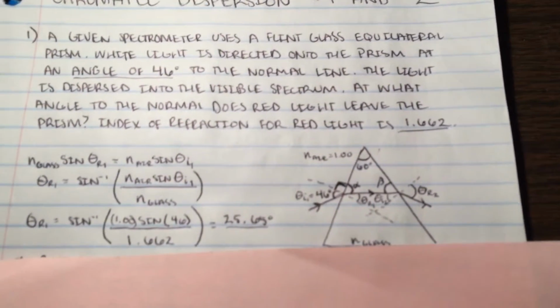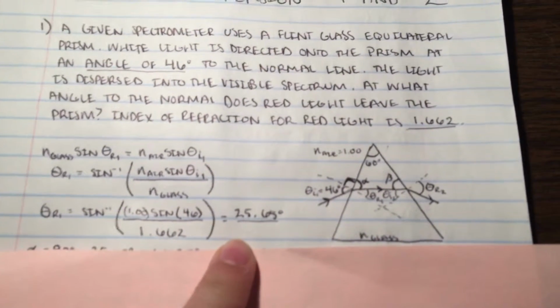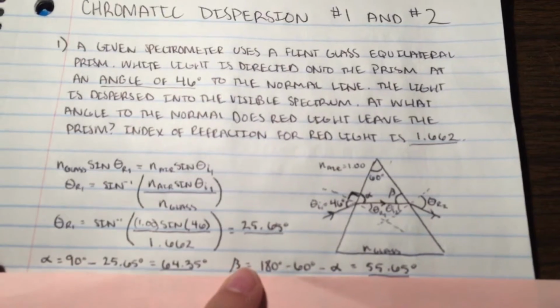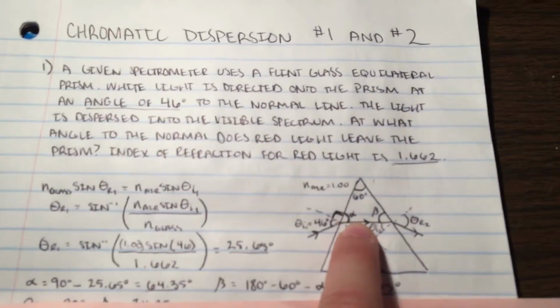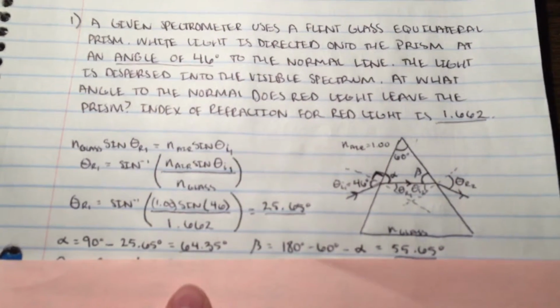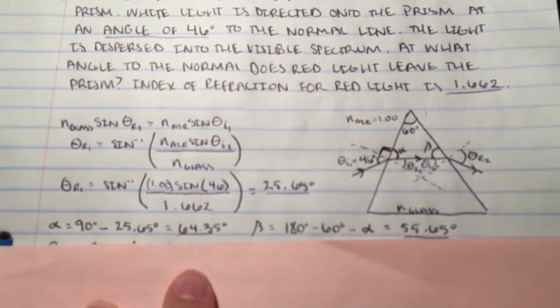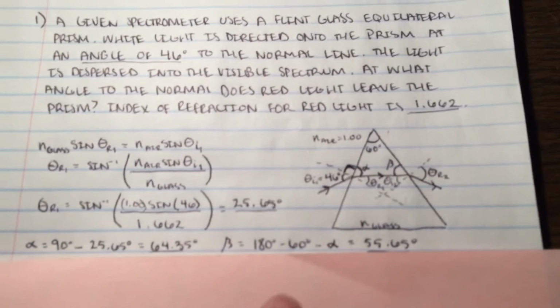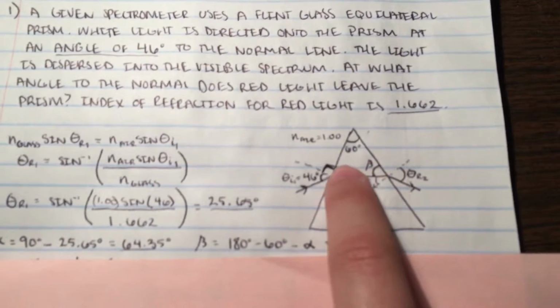After I rearranged the equation, I figured out the refracted angle, 25.65 degrees, and then I solved for alpha, which is right here. I did 90 minus the refracted angle, which gave me 64.35 degrees. And then I also need the beta angle, which I labeled, along with all these angles.